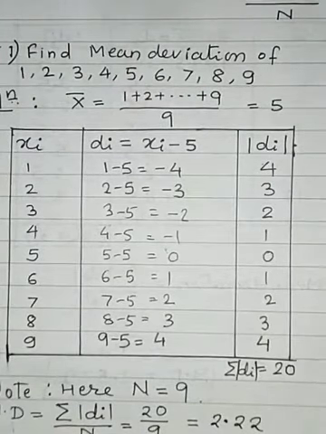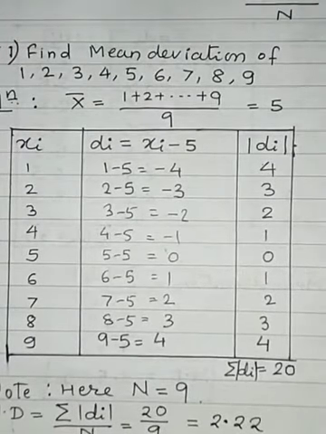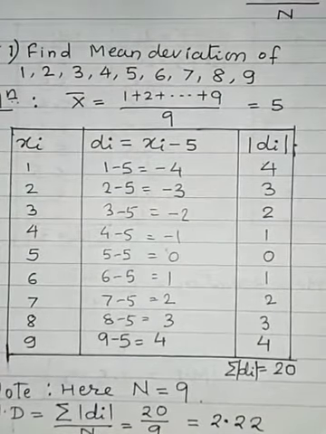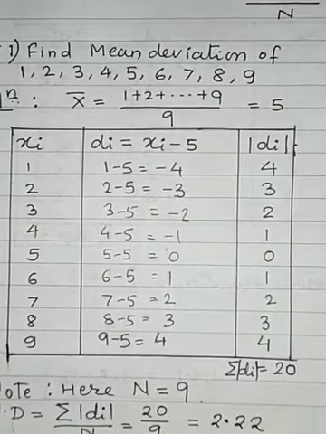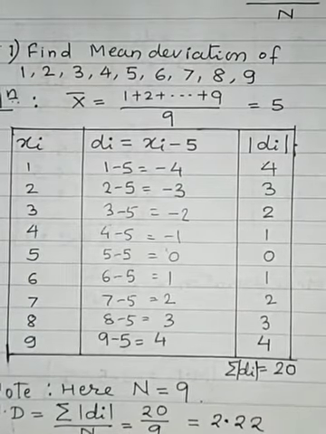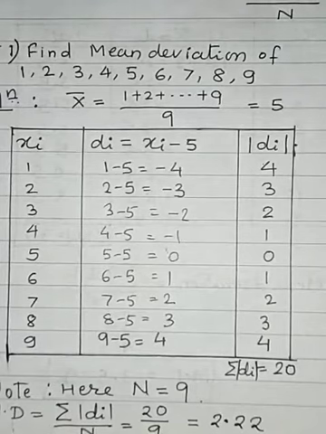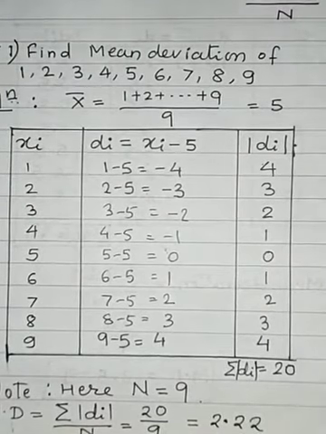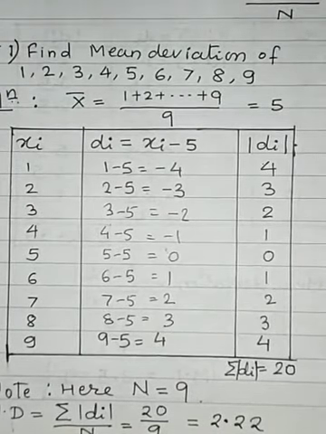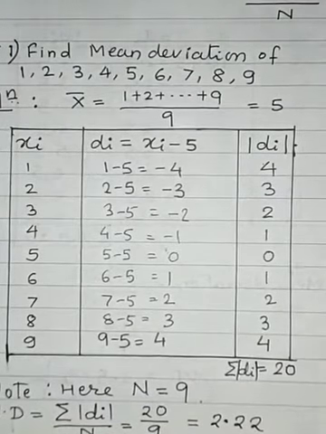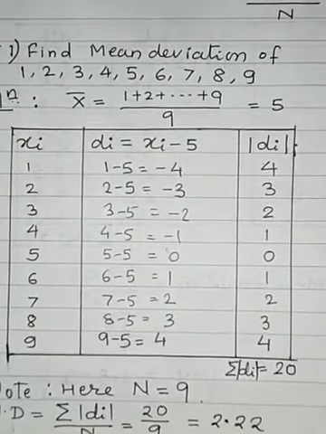Remember, there is no fi column here. In this example, there is no fi. So after making di, you are taking its modulus. What does modulus mean? We are making each and every number positive. So all those numbers in the di column, we write the same numbers with positive values, which are 4, 3, 2, 1, 0, 1, 2, 3, 4.